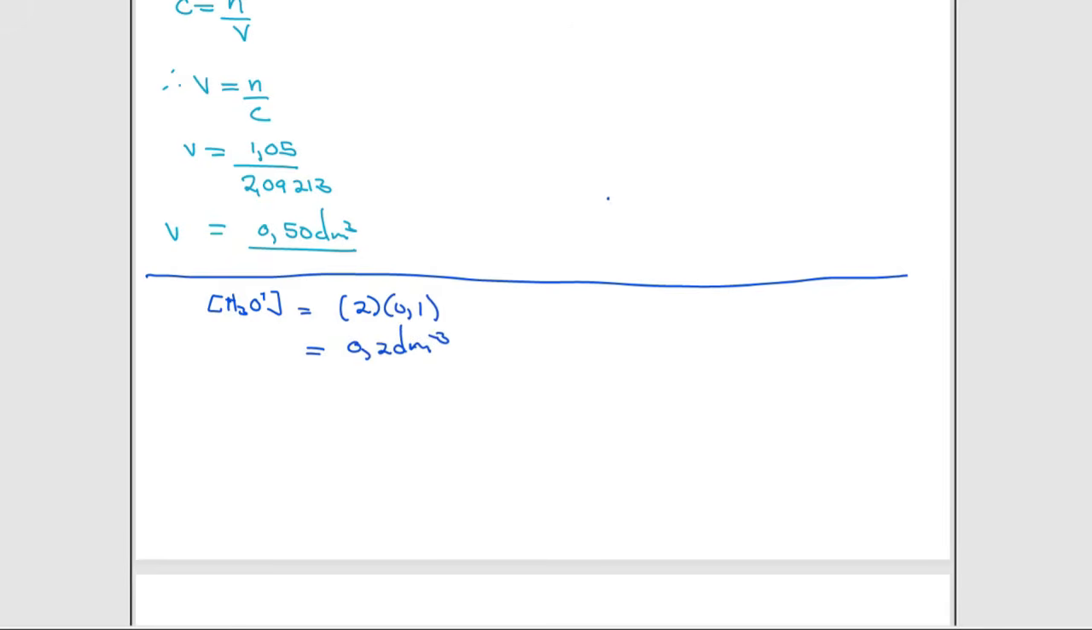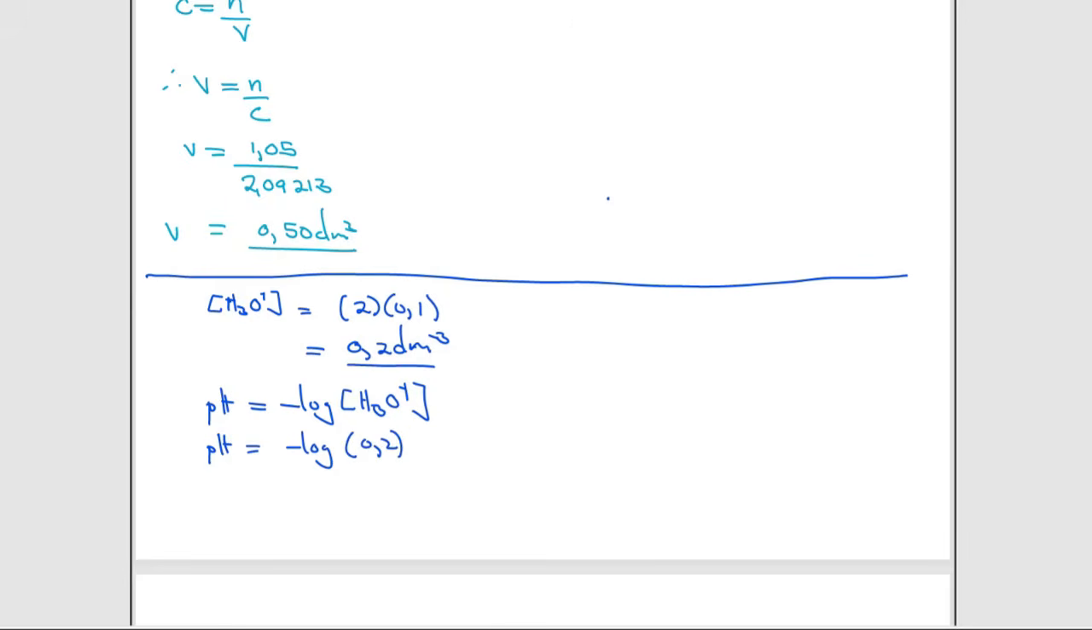dm cubed, like that, right? So this is what I'm going to have. Then after that, I'm going to proceed to calculate my pH. So pH, remember, by formula is equivalent to the negative log of the concentration of H3O+ ions, right? Then to proceed, your pH is equivalent to negative log, then the concentration that we are having there, take note of the bracket.